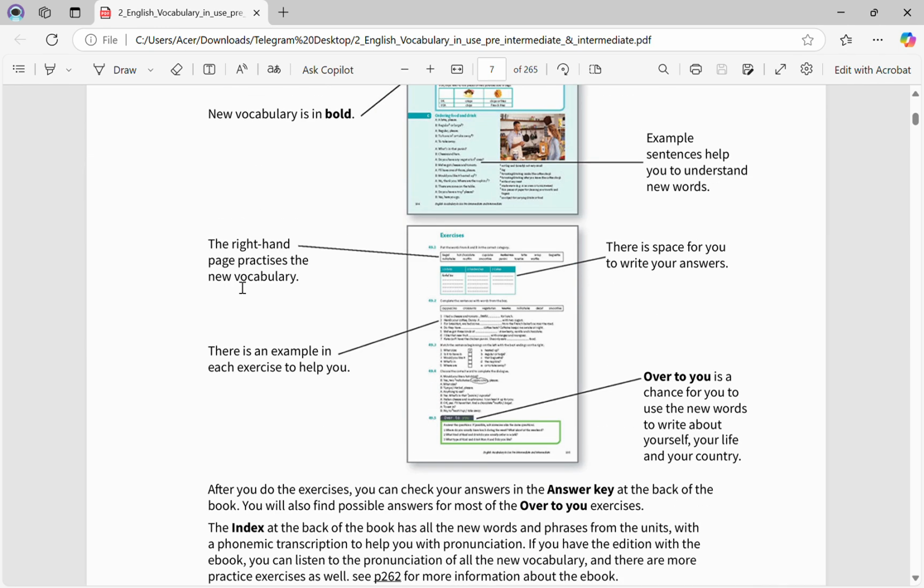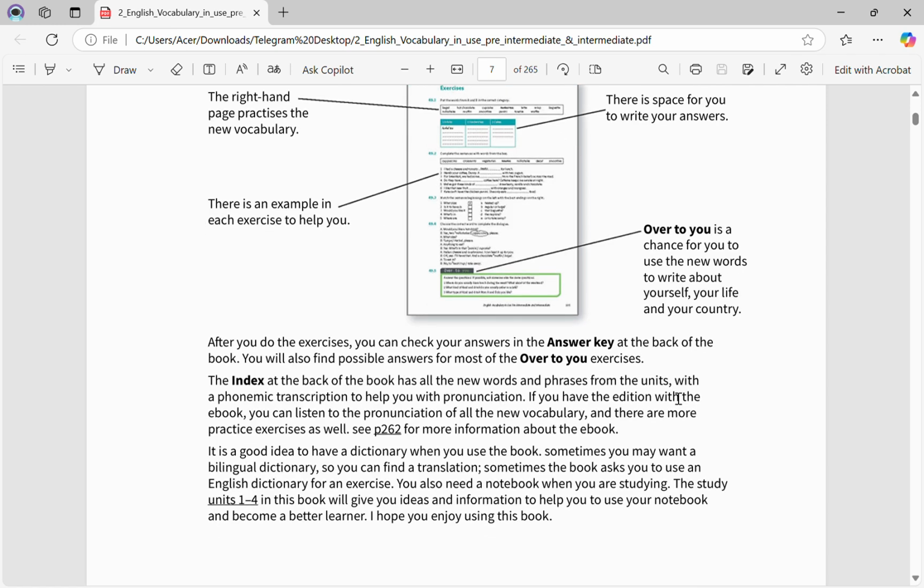Okay. The right-hand page practices the new vocabulary, and there's a space for you to write your answers. There's an example for each exercise to help you. Over to you is a chance for you to use the new words to write about yourself, your life, and your country. After you do the exercises, you can check your answers in the answer key at the back of the book. You will also find possible answers for most of the Over to you exercises.